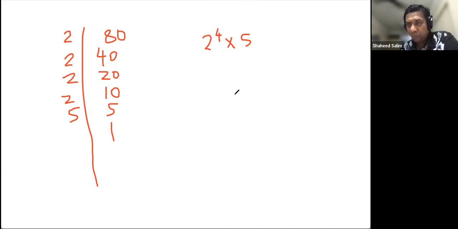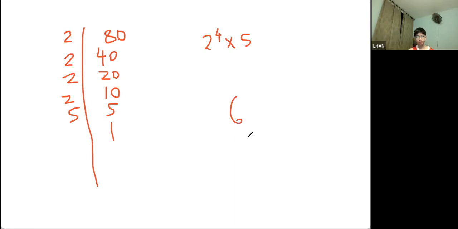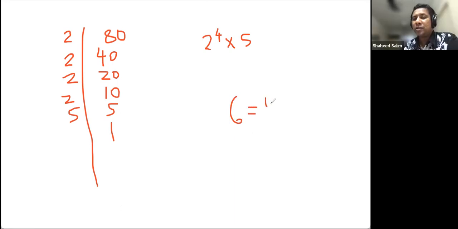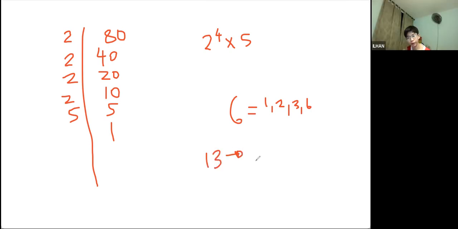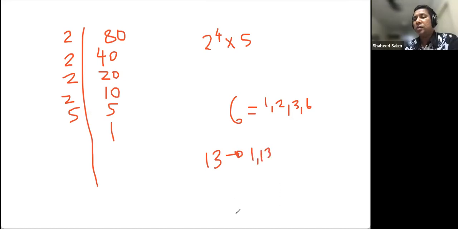Is 6 a prime number? No, 6 can divide by 1, by 2, by 3, and by 6. Prime numbers can only divide by 2 numbers. Is 13 a prime number? Yes, 1 and 13 only, only these 2 numbers. So you have other numbers also, but you can only use prime numbers down here. Okay, so now you try.